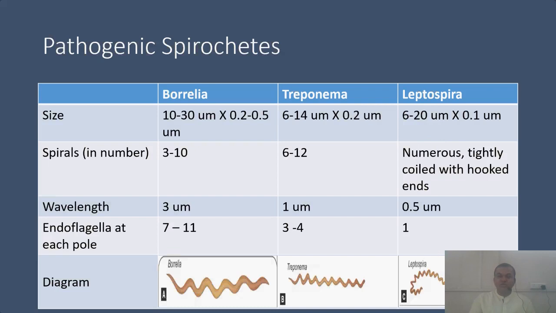One more interesting thing is the ends of Leptospira are hooked, like a hook, which is not present in Borrelia and Treponema. Even the endoflagella are 7 to 11 in number in Borrelia, only 3 to 4 in Treponema, and only one endoflagellum is seen in Leptospira.